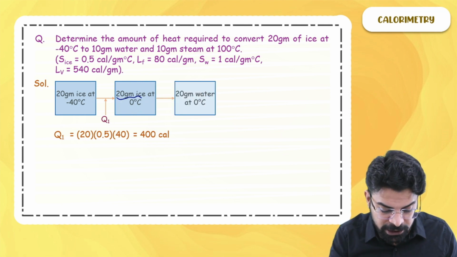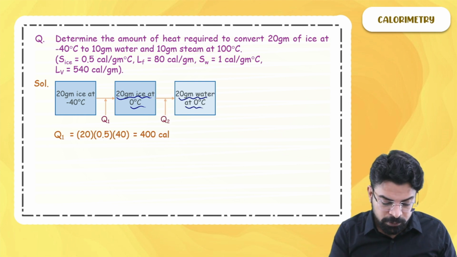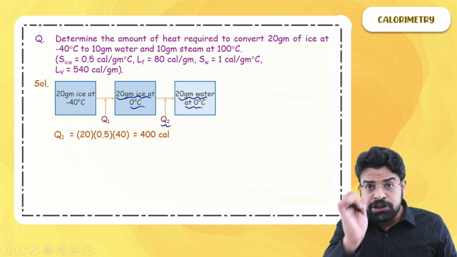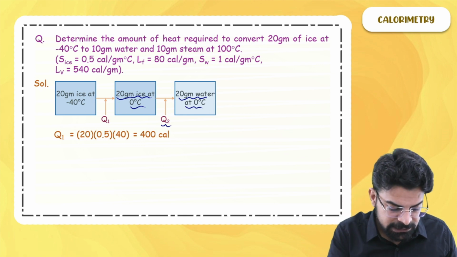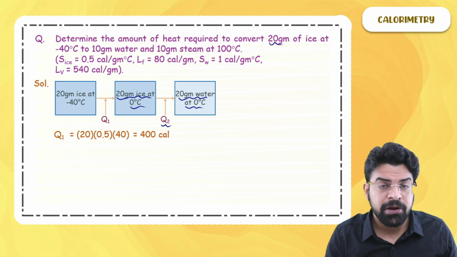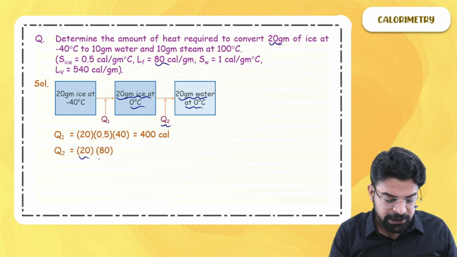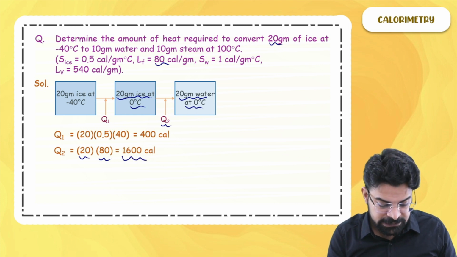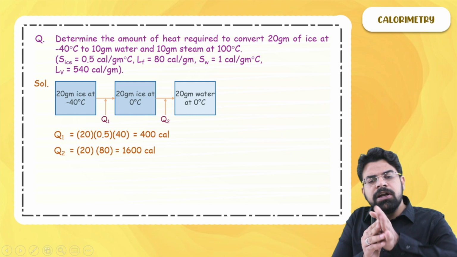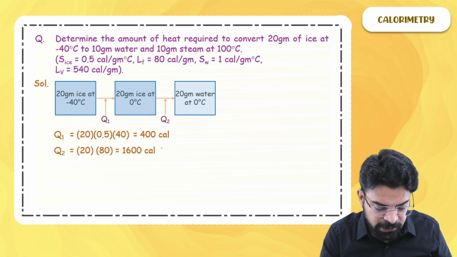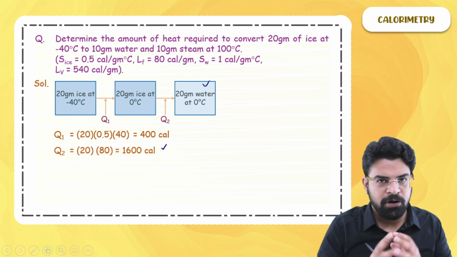To convert 20 gram of ice at 0 into 20 gram of water at 0, let's say you have to provide a heat Q2. This Q2 has to be equal to mass times the latent heat of fusion. Mass is 20 gram. Latent heat of fusion is 80. So the heat that has to be provided is 20 into 80, that will be 1600 calorie. So as to convert 20 gram of ice at 0 into 20 gram of water at 0, you have to further provide 1600 calorie. Now you will have 20 gram of water at 0.